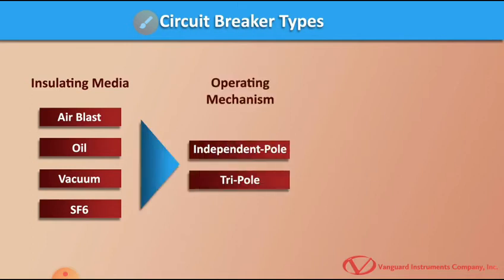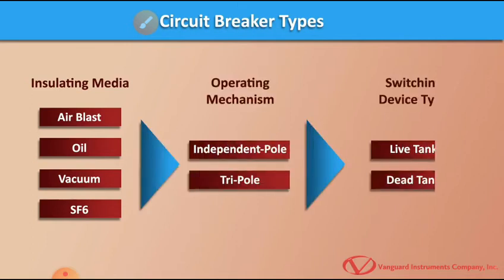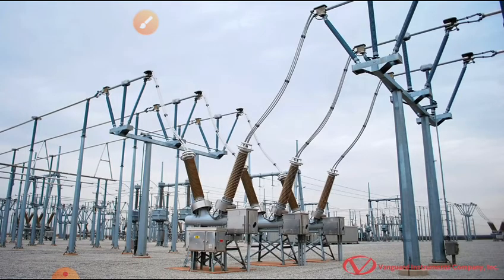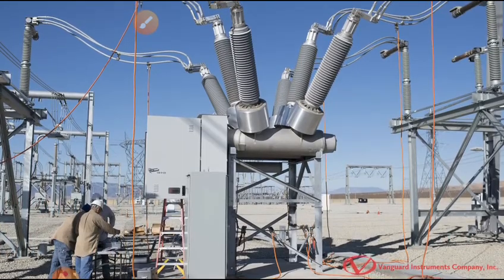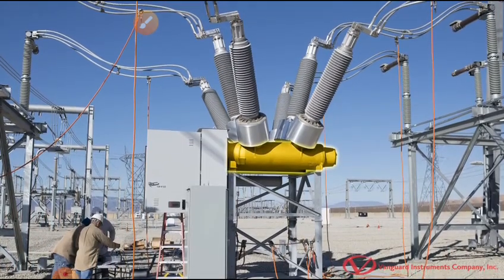Substation breakers are also classified as either independent pole or tripole operation. Independent pole breakers feature a separate operating mechanism for each phase, while tripole breakers use a common operating mechanism for all three phases, also called gang operation.